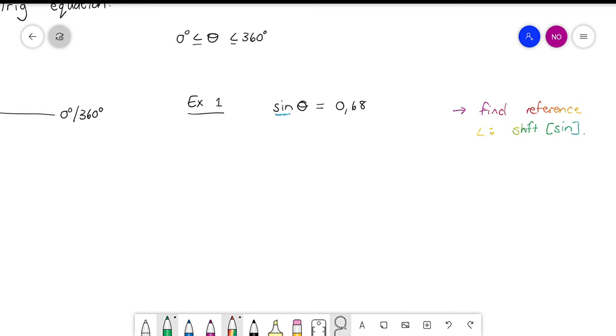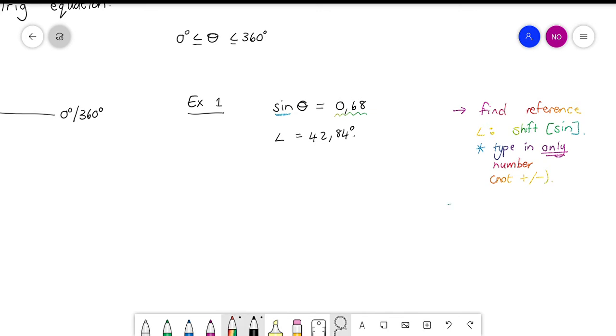Okay, so you say on your calculator shift sine 0,68. This is important for later on. You type in only the number. So in other words, not the sign. So whether it's positive or negative, we only type in 0,68 in this case. And then you get an angle of that. Okay, so that's the first step you do.